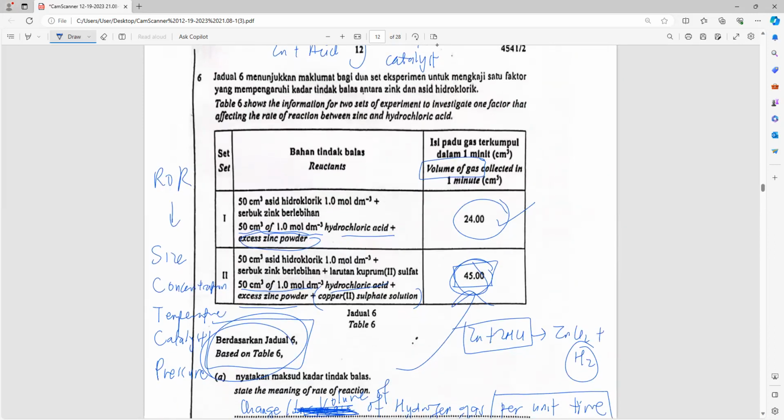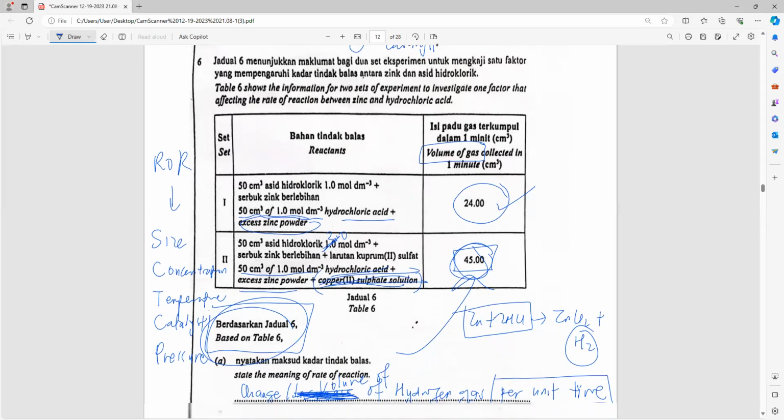Okay, like my hydrochloric acid here. This one is 1 mole. Here teacher put 2 mole. Okay, let's say got no copper 2 sulfate. What is my reasoning?